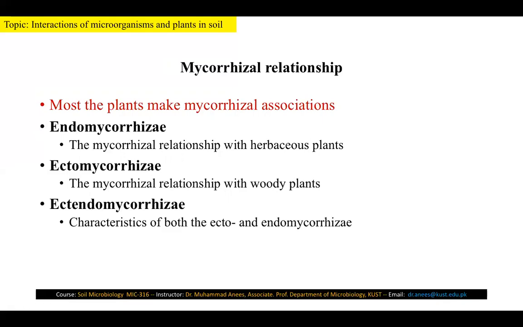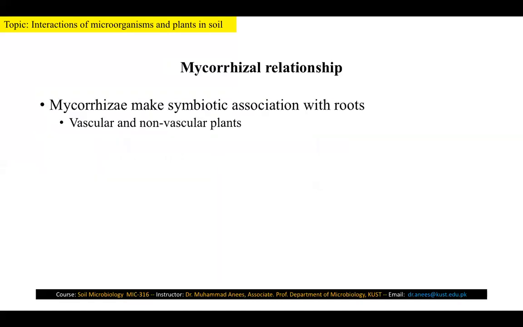Another type is ectendomycorrhiza, which contains the characteristics of both the ecto and endomycorrhiza. And there are some other types of mycorrhizal relationships also. So majority of plants make the mycorrhizal relationship. Mycorrhizal relationship, as I have talked already, is also a kind of symbiotic relationship between fungi and the plant roots. It has been reported both in vascular and non-vascular plants.